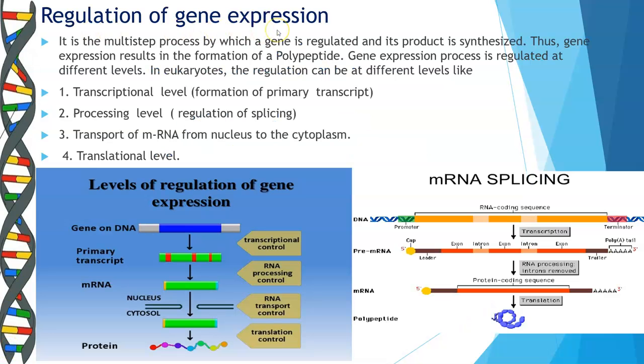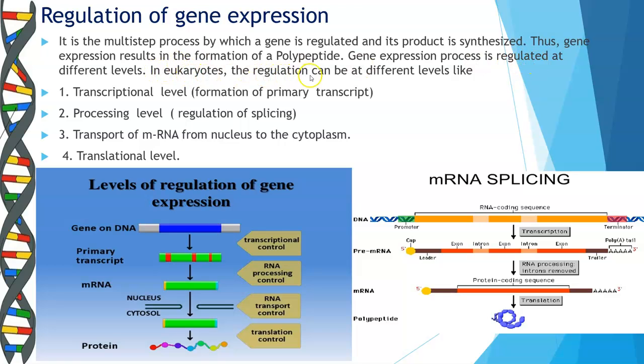Regulation of gene expression, students, is the multi-step process by which a gene is regulated and its product is synthesized. Regulated means the expression of the gene is controlled. Controlled means whether it has to express itself or suppress itself and not express. Thus, gene expression results in the formation of a polypeptide. The gene expression process is regulated at different levels.